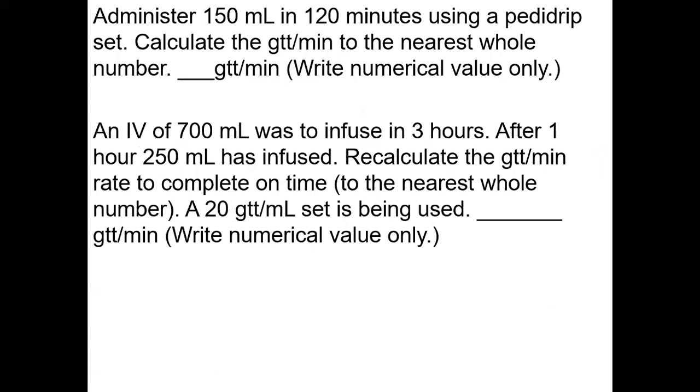Okay, our next problem is 150 mLs in 120 minutes using a PD drip set. Calculate drops per minute. So you remember what the PD drip is. So we have 150 mLs. That's our total volume. We're giving it over 120 minutes. And our PD drip is what? 60, correct.